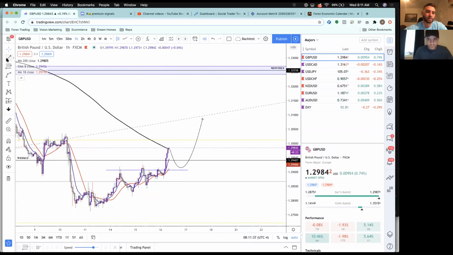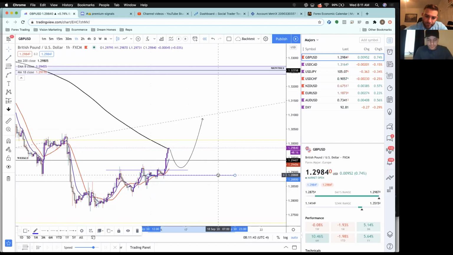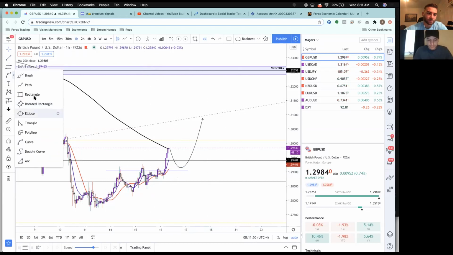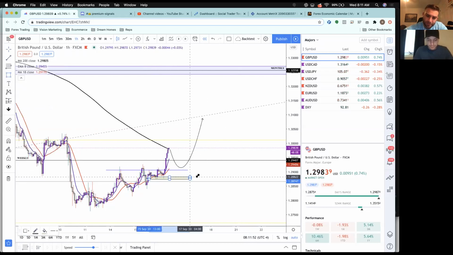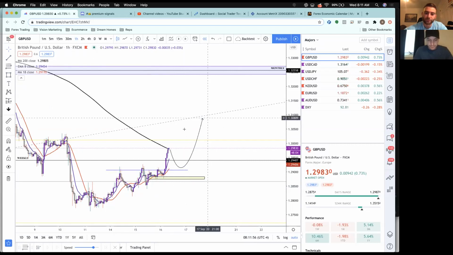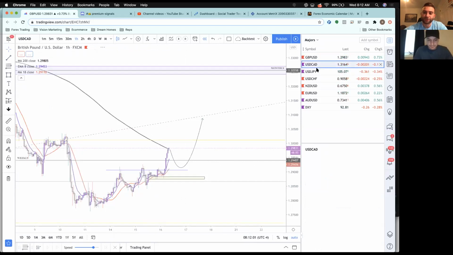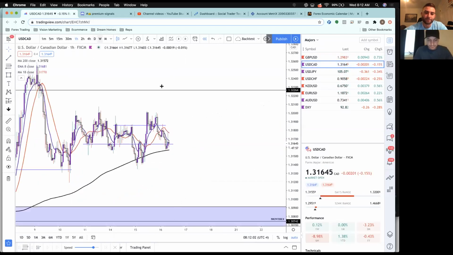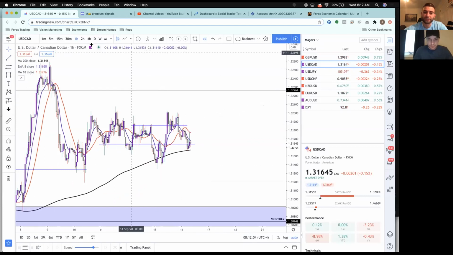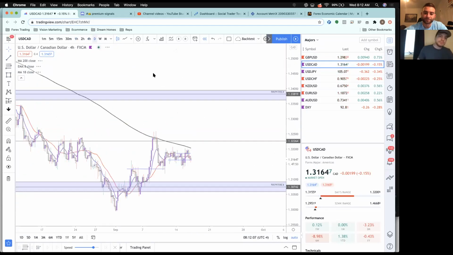We won't look for short opportunities unless on the flip side, this level down here is broken right here. So if this level breaks, we'll actually just draw a little rectangle here. So if this level breaks down here, then we'll look for sells. If this level holds right here, we'll look for buys, or this thing could just continue to push. So that's GU. Let's head over to UCAD, which is looking pretty solid right now, I'm not going to lie.